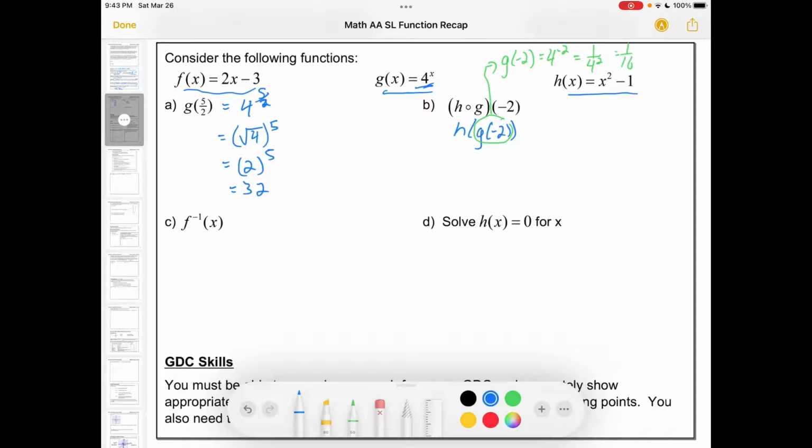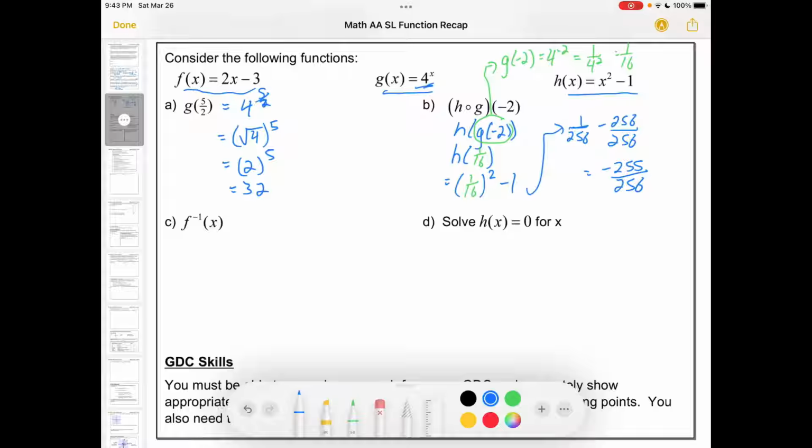So this function is secretly asking us, when it says h of g of negative 2, what is h of 1 over 16? Okay, because that's what g of negative 2 was. And then we sub in 1/16 into that h function. So we'd have 1/16 squared minus 1. That gives us 1 over 256. We're going to subtract some fractions, so we need a common denominator. And work that through, we'd get negative 255 over 256.